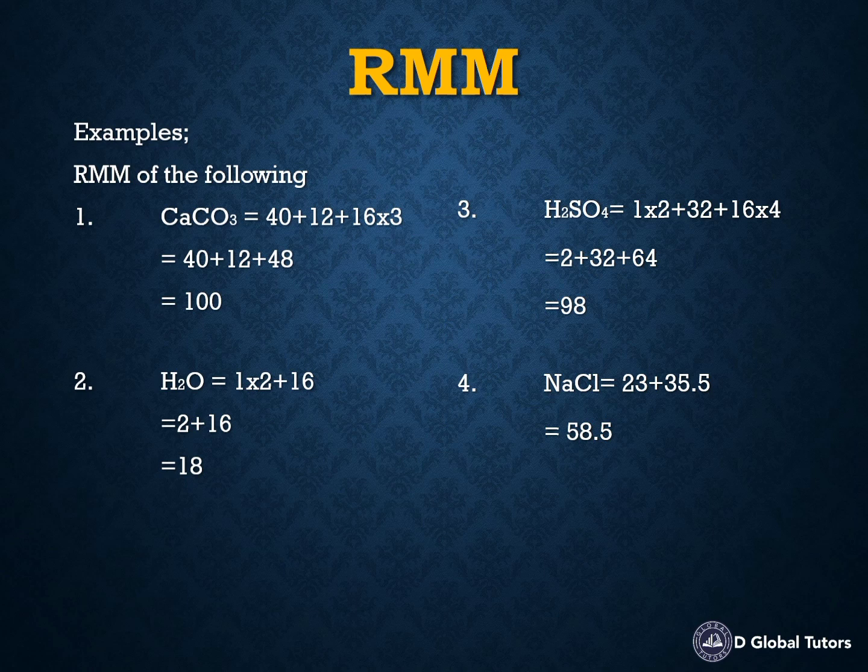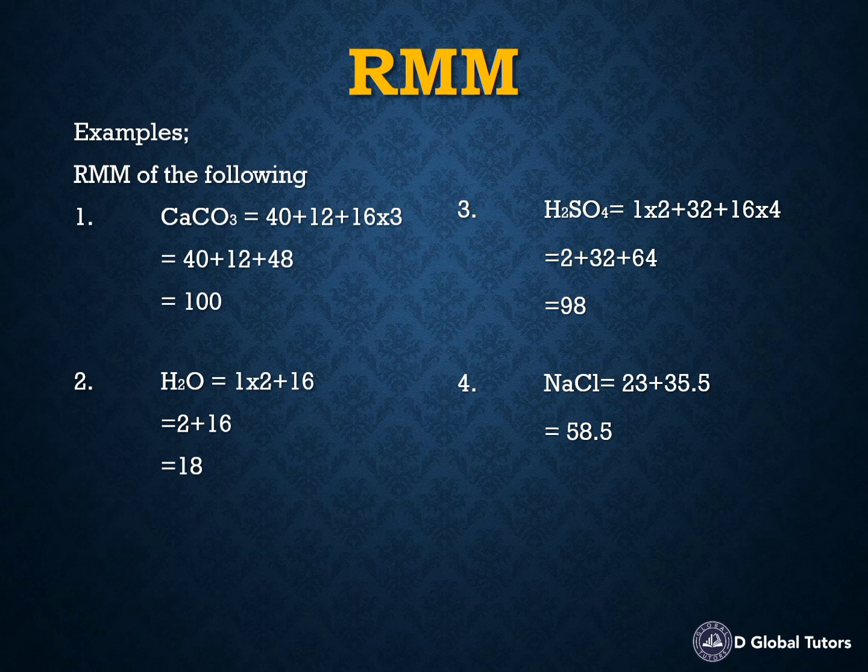So we have 16 times 4. 16 is the relative atomic mass of oxygen. So if we do that, 1 times 2 will be 2. 16 times 4 will be 64. So we have 2 plus 32 plus 64 giving us 98. Meaning the relative molecular mass of H2SO4 is 98.